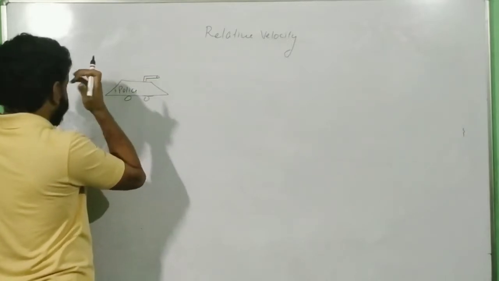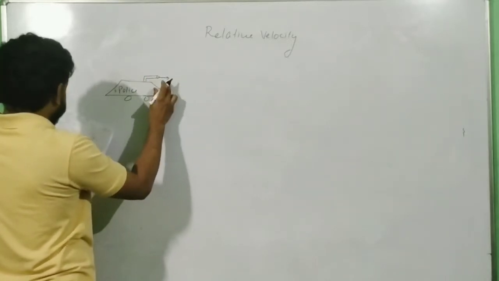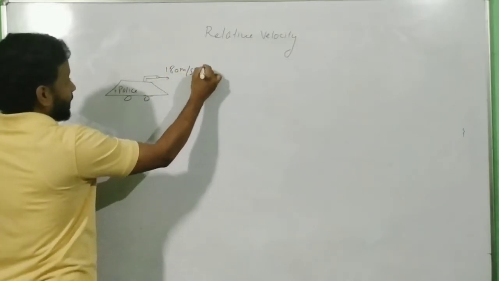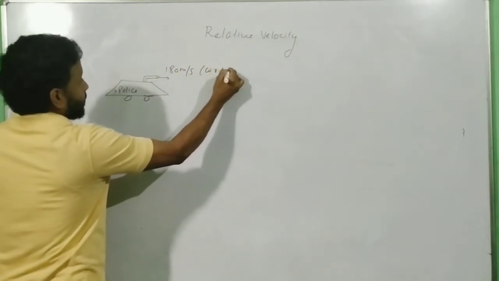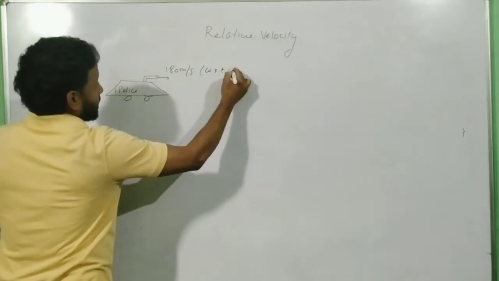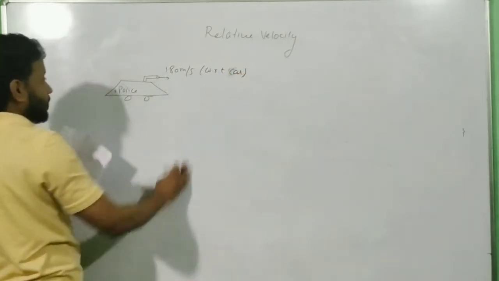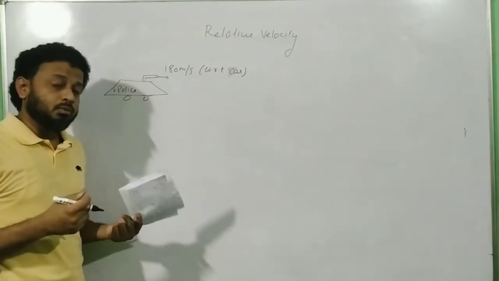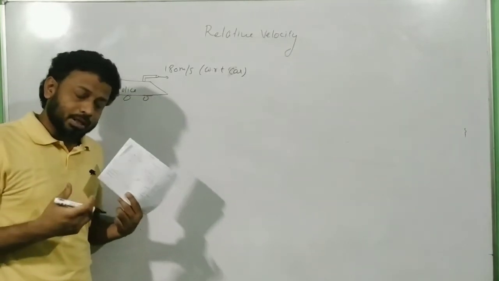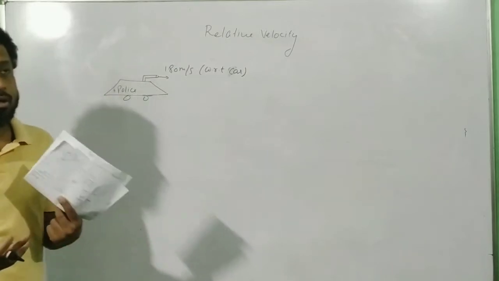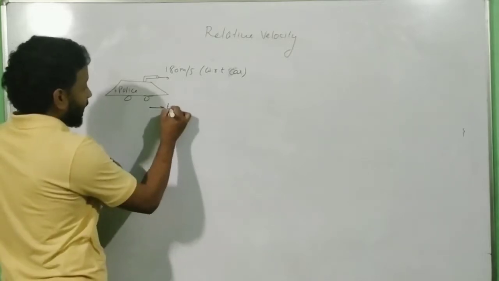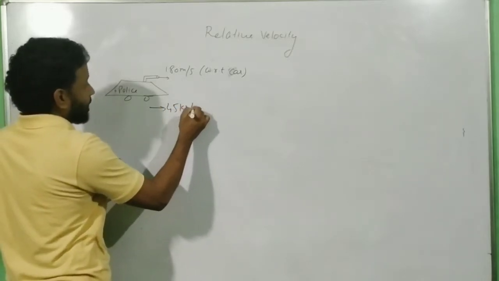the policeman is firing a bullet, and the bullet's muzzle speed is 180 meter per second with respect to the car. Okay, this they have mentioned with respect to the car. That means the bullet is coming out from the gun, and the gun is placed on the car. Okay. Moving car, and the car is moving with a velocity of 45 kmph, 45 km per hour.